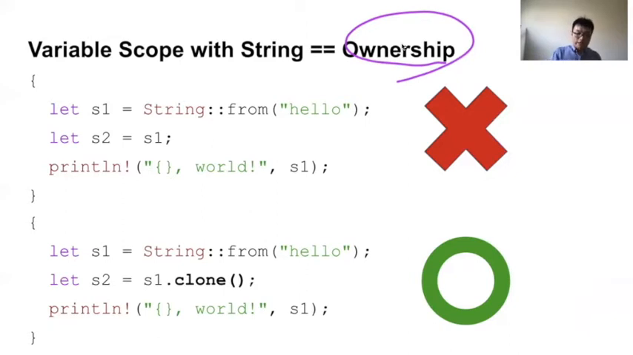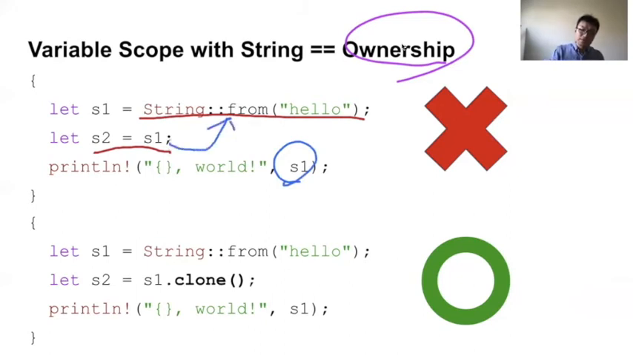If you have S1 defined as a string, and you say S2 equals S1, and you try to use S1 again, you will get an error message. Why? Because S1 already gave out the ownership to S2. So S1 does not have any information. If you try to print S1, it will give you an error message. Okay, this is about ownership. We give the ownership of the string from S1 to S2. If S1 gives out the ownership, then S2 takes it. S1 does not have ownership, so S1 means nothing, and you cannot use it.